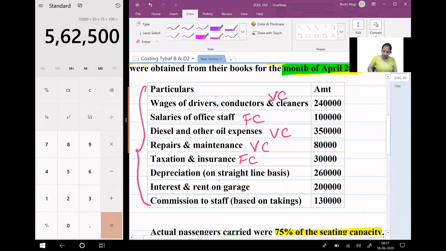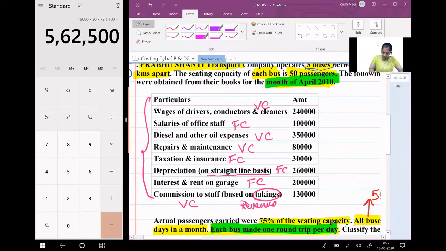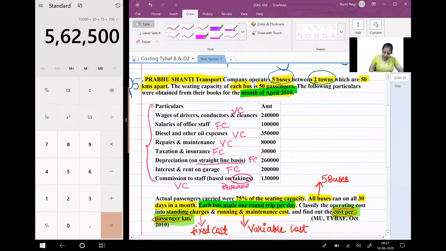Depreciation, it's given that it is straight line, so it has to be fixed cost. Interest and rent of the garage: fixed cost. Commission to staff: here it's mentioned it is based on takings. Takings means revenue, sales. So obviously it is variable. Clear everyone? Okay, fine.